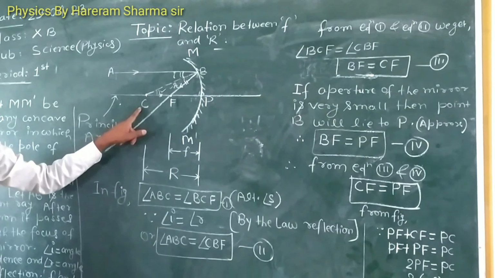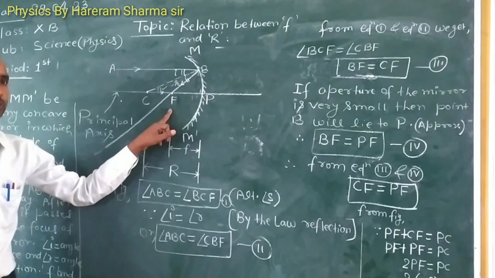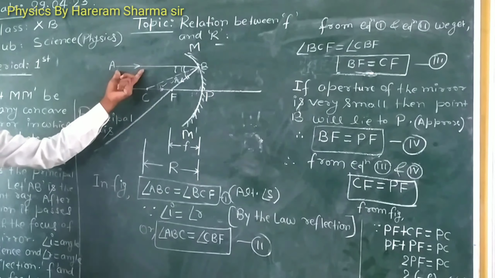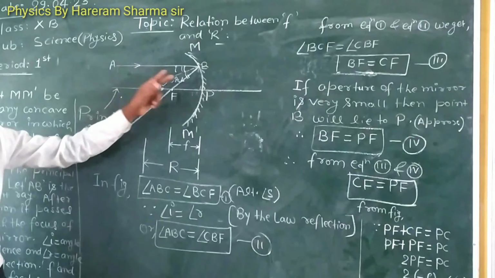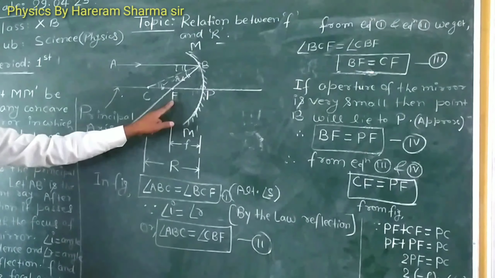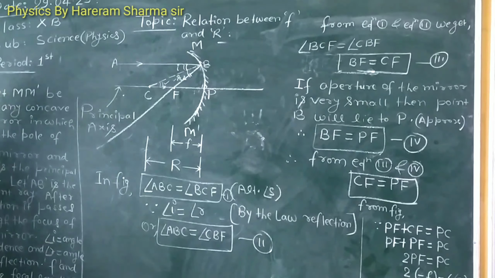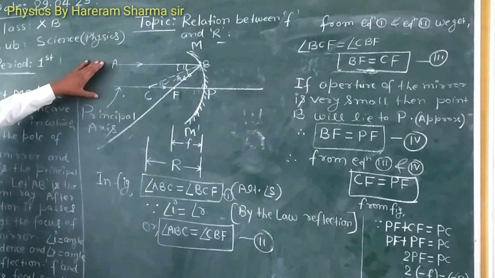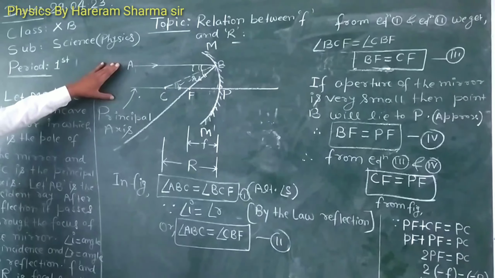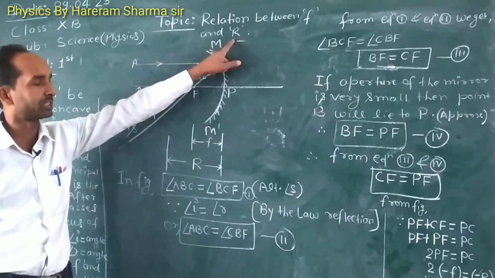We know that when an incident ray comes parallel to the principal axis, after reflection it passes through the principal focus. So the incident ray AB, after reflection from the mirror, passes through the point F, which is called the principal focus. Now we have to establish the relation between the focal length F and the radius of curvature.